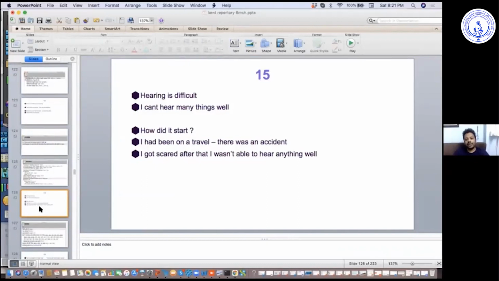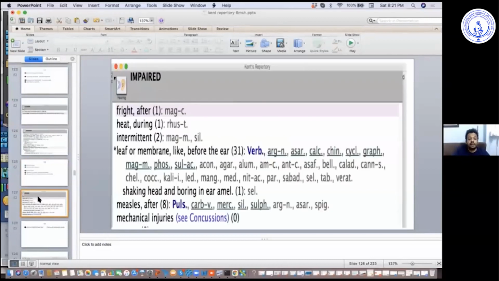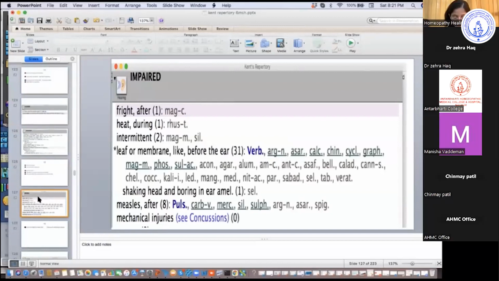Which rubric should be taken? For that, you have to check Materia Medica. So I'm just giving you a little idea about the possible rubrics. Yes, so what is the rubric? Hearing impaired, fright after. Dekho, Magnesium carb. Interesting, no?